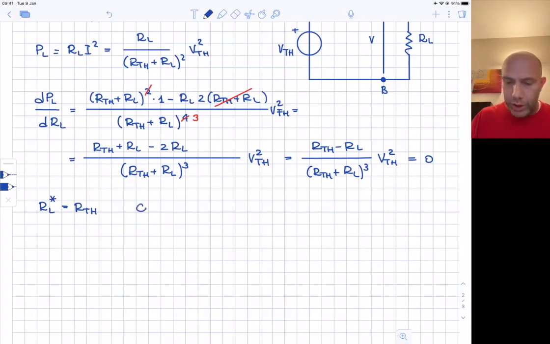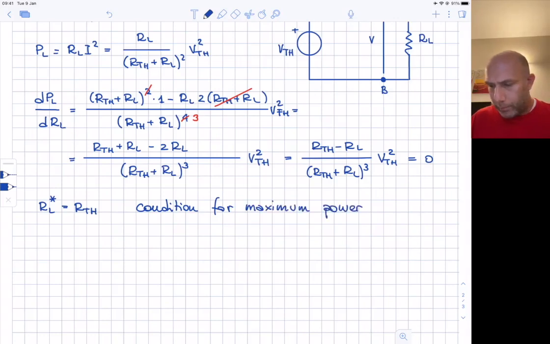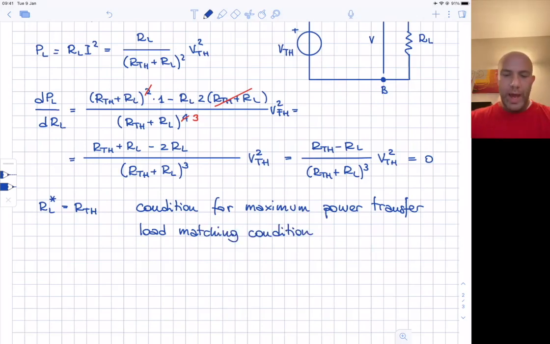This is the condition for maximum power transfer, that is also called the load matching condition. So we have that the power delivered to the load is maximum when the resistance of the load equals the inner resistance of the Thevenin generator.